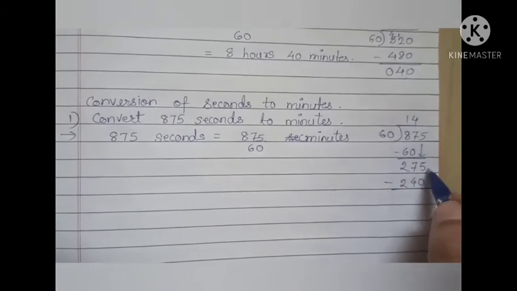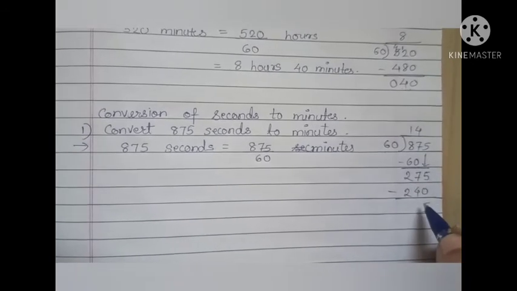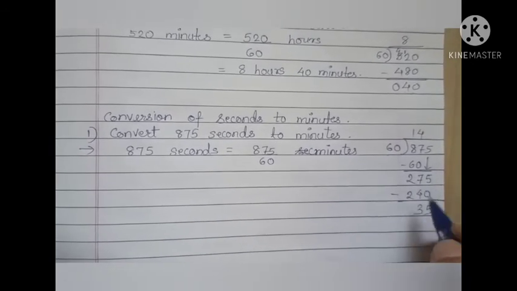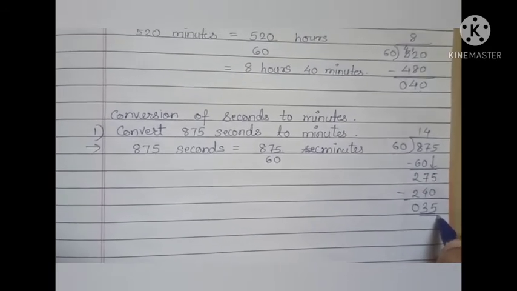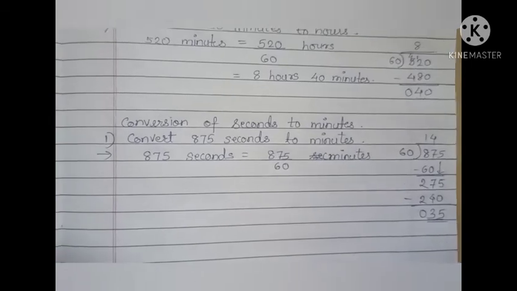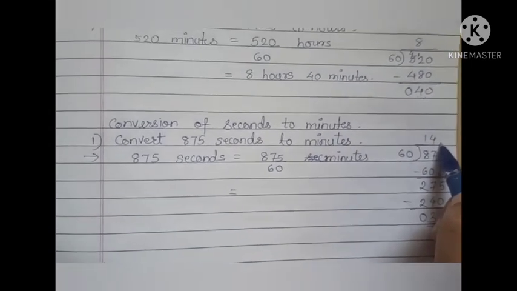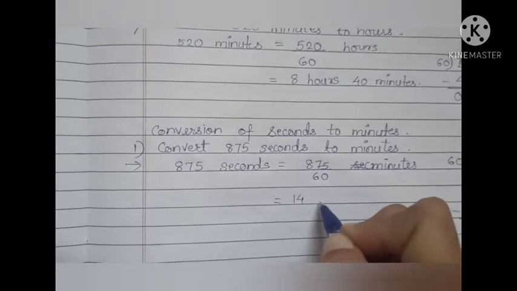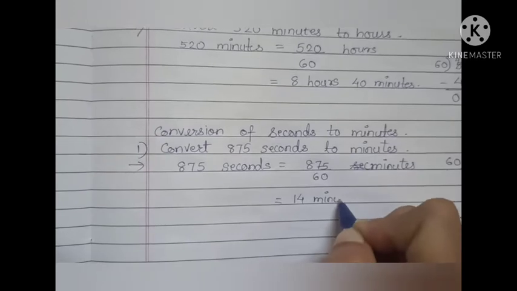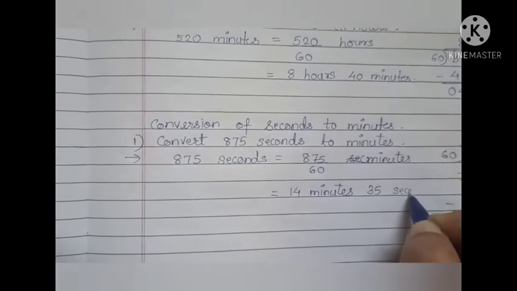Now let's do the subtraction. From 5 I subtract 0, it's 5. From 7 I subtract 4, it's 3. From 2 I subtract 2, it's 0. So this 35 is the remainder. Right, students? So it will remain in seconds itself, and this 14 has got converted into minutes. So 875 seconds is equal to 14 minutes and 35 seconds.